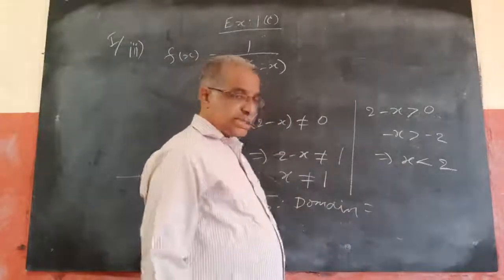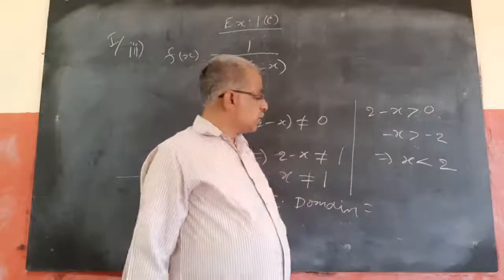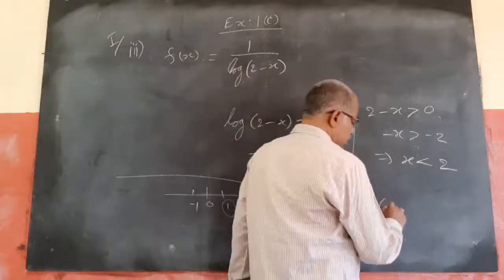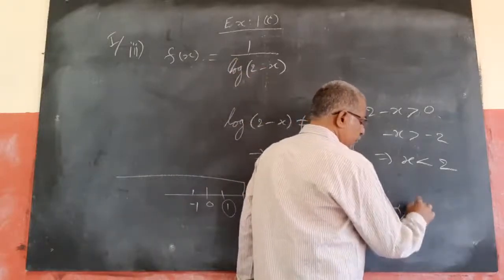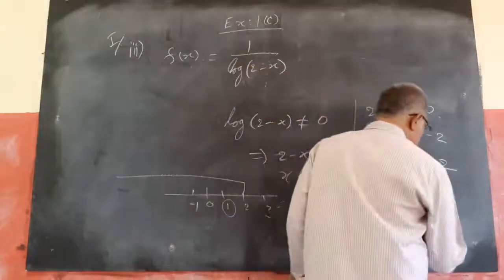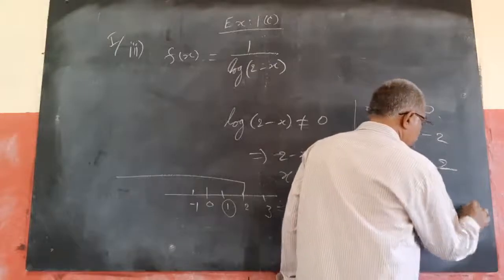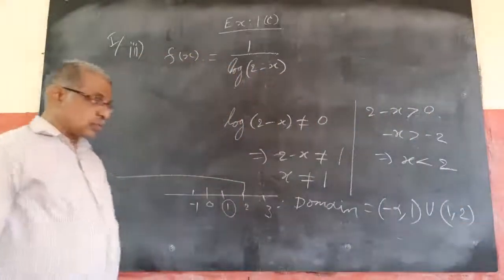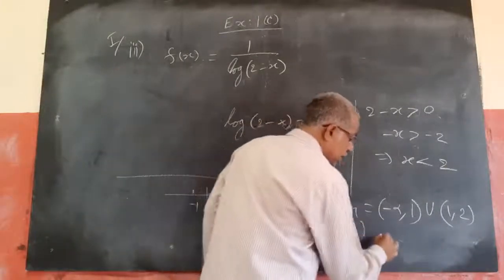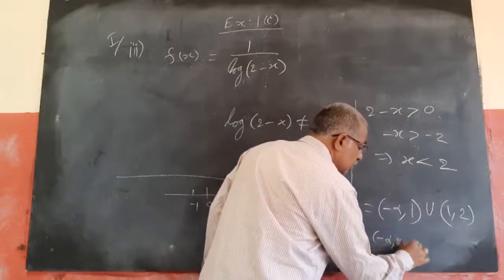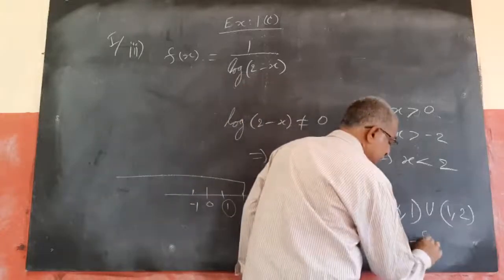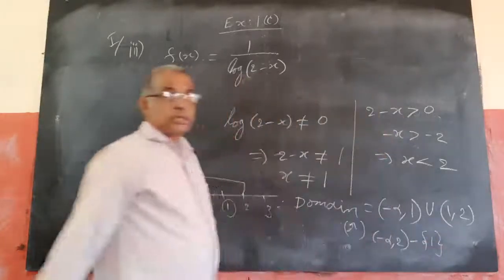How can I exclude this? Keep two things in mind. I am excluding 1, so how can I exclude it? Two ways. Minus infinity to 1, keeping an open bracket, I am excluding 1, union 1 to 2. This is one way. Or another way: minus infinity to 2, excluding means open bracket always, minus 1. So there are two ways of representing.